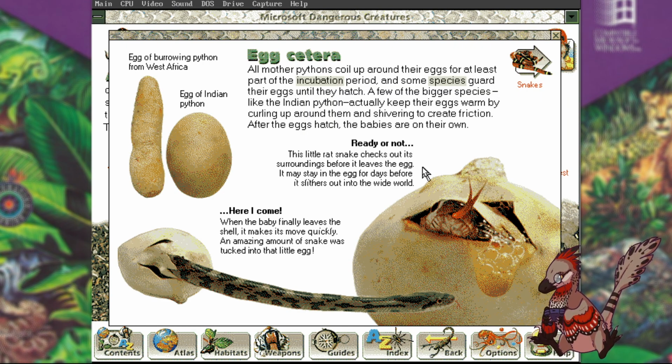Ready or not, this little rattlesnake checks out its surroundings before it leaves the egg. It may stay in the egg for days before it slithers into the wild world. Here I come. When the baby finally leaves the shell, it makes its move quickly. An amazing amount of snake was tucked into that little egg. It must be really coiled up in there.